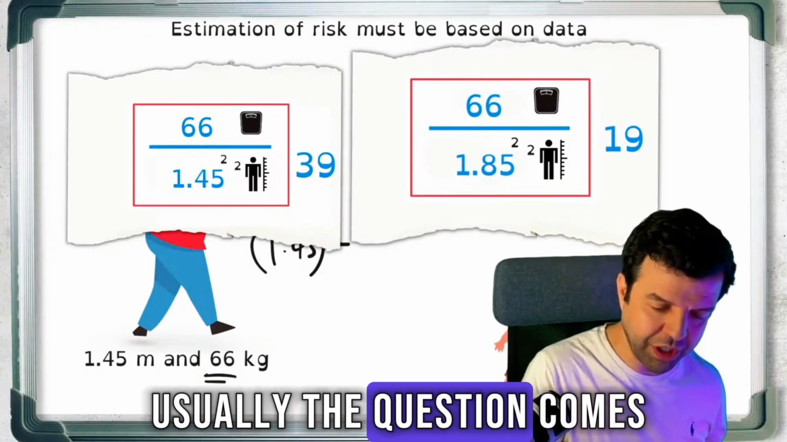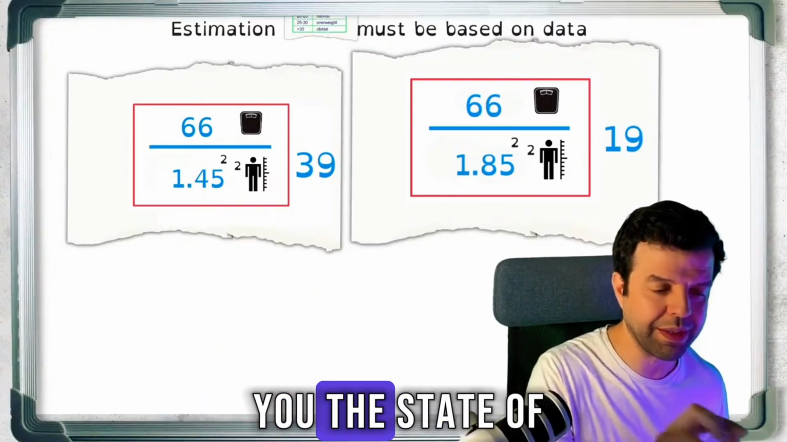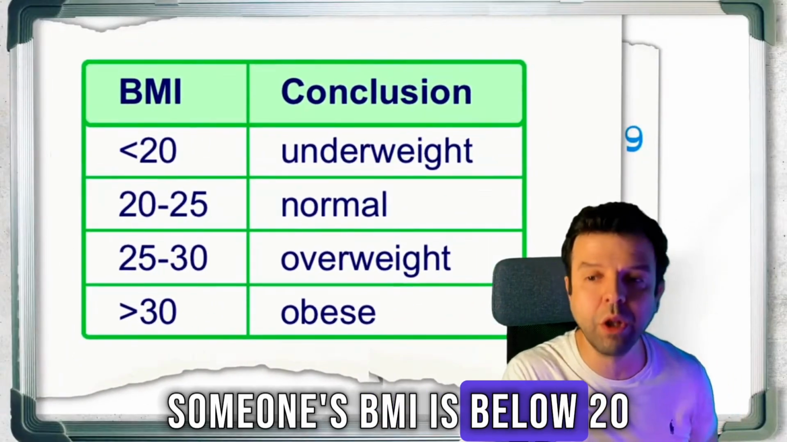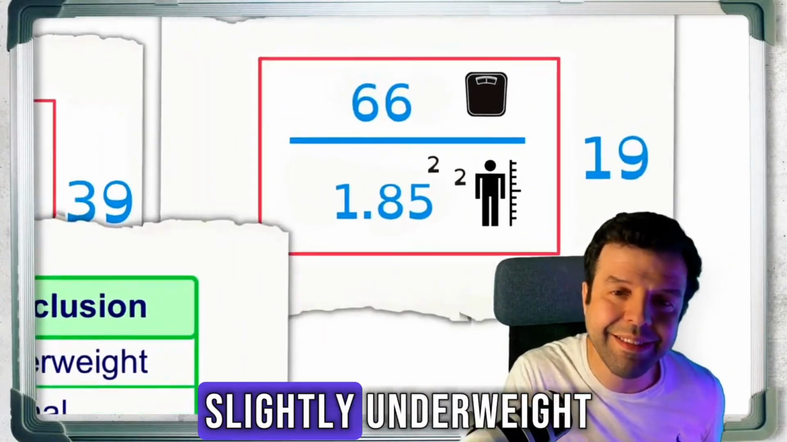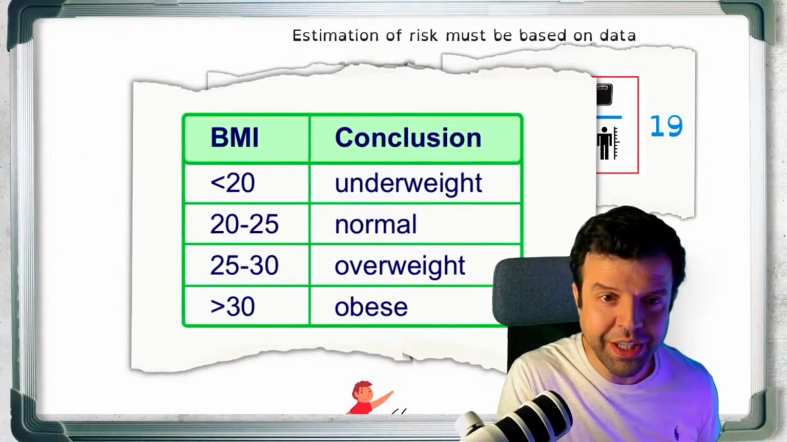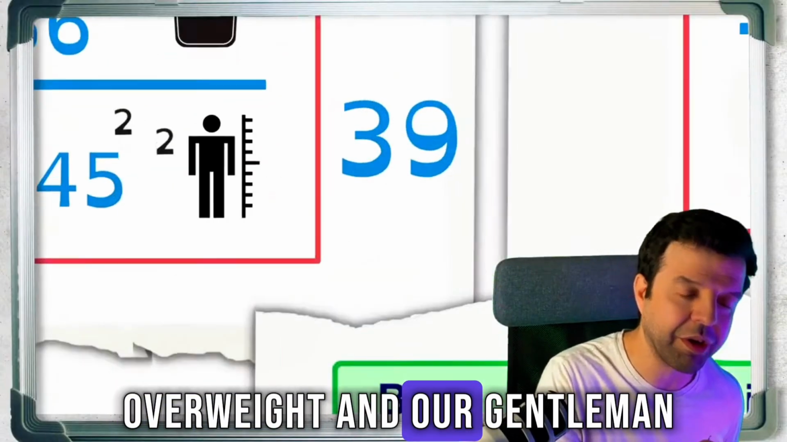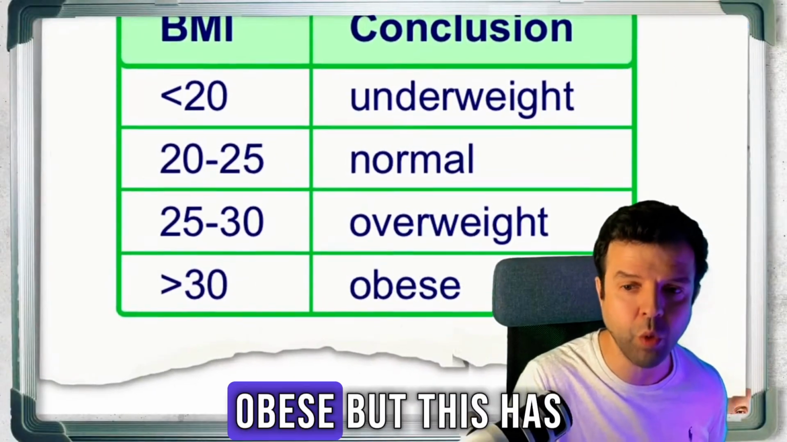Usually the question comes with a scale, and that scale tells you the state of the person. So for instance, if someone's BMI is below 20, this tells you that he's underweight. So this guy is slightly underweight. Between 20 and 25 is normal. 25 to 30 is overweight. And our gentleman here is 39, so he is quite obese.